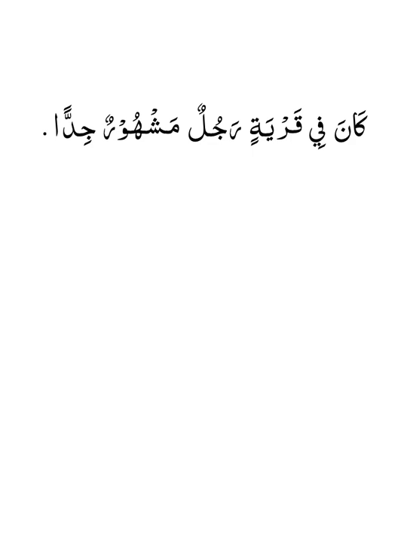Let's now go to step 2. What was step 2? Step 2 is basically identifying each individual word. So let's do that. So you've got kana here. Kana is a past tense verb. It's from the group of verbs which we refer to as kana and its sisters, kana and its counterparts: kana, sara, asbaha, amsa, adha, dhalla, bata, etc. And kana needs an ism and a khabar, but we'll come to that.